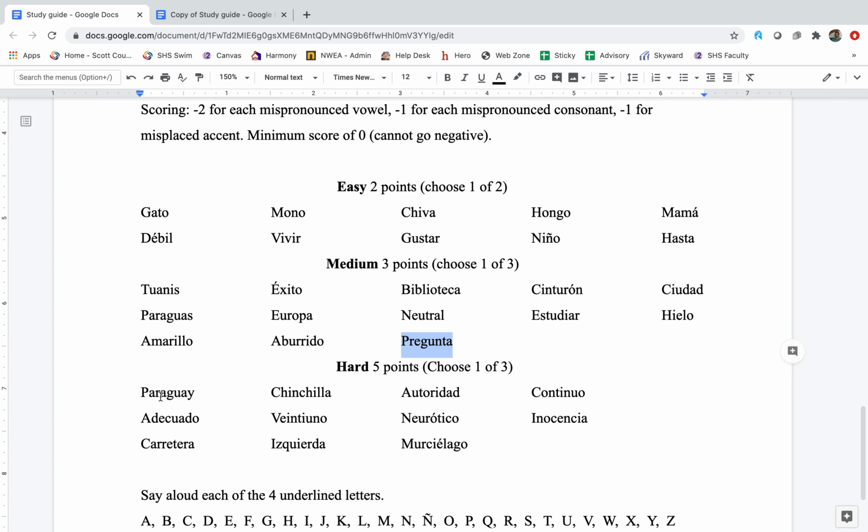And for the hard ones, these are worth 5 points apiece. Paraguay, chinchilla, autoridad, continuo, adecuado, neurótico, inocencia, carretera, izquierda, murciélago. So, easy words are worth 2 points apiece. Medium is worth 3. Hard is worth 5.